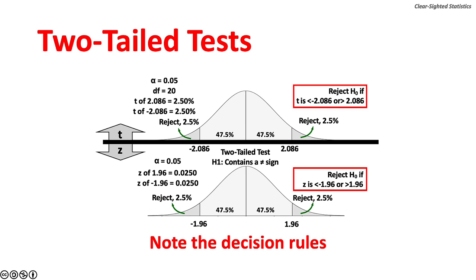Here are the decision rules for two tail tests using Z and T at a 5% significance level. For a two-tail t-test with 20 degrees of freedom, reject the null hypothesis if t is less than -2.086 or greater than +2.086. For a two-tail z-test, reject the null hypothesis if z is less than -1.96 or greater than +1.96.